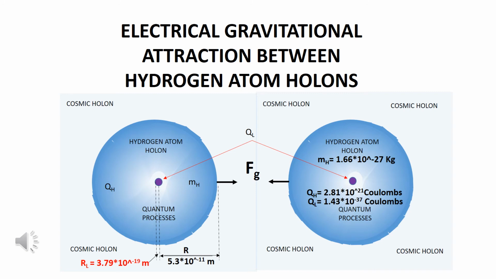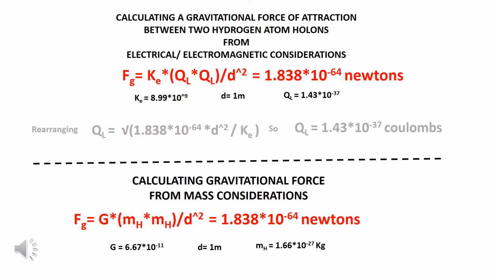This comes to QL equals 1.43 times 10 to the minus 37 coulombs, and is equivalent to a radial distance of 3.79 times 10 to the minus 19 meters. We are now in a position to calculate the gravitational force between the two hydrogen atom holons from electrical considerations. And the answer comes to 1.838 times 10 to the minus 64 newtons, the same answer as from Newton's formula.